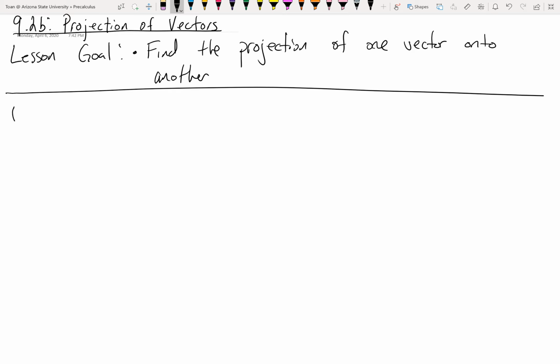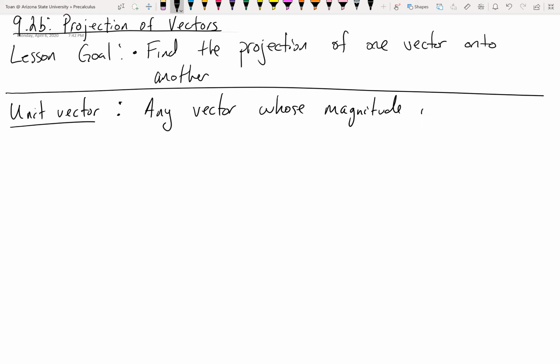But before I actually dive into a projection, we have to do a little bit of background work. We need to talk about something called a unit vector. A unit vector is simply any vector whose magnitude is 1. In math, that's basically what the word unit means. It involves somehow the number 1. And that's the only criteria. I don't really care about the shape, the size, the color. The only thing that makes a vector a unit vector is that its magnitude is 1.